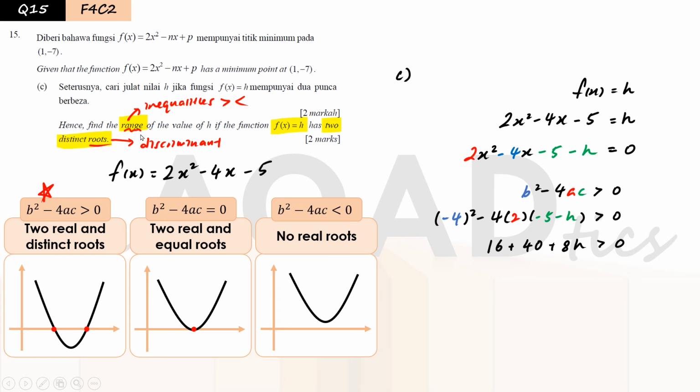Alright, so now we need to find the range of values of h. So h we need to remain on the left side, the rest of the things move to the right side. Okay, so 40 and 16 will move to the right side, so here would be negative 56, and then I move this 8 to the other side, so it's divided by 8, so negative 56 divided by 8, here would be negative 7, and this would be our final answer, h greater than negative 7. And with that, we have completed the discussion of this paper.